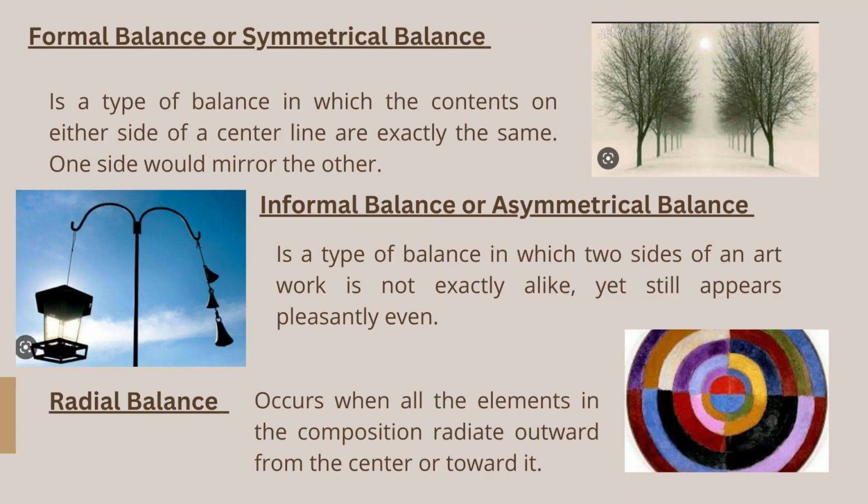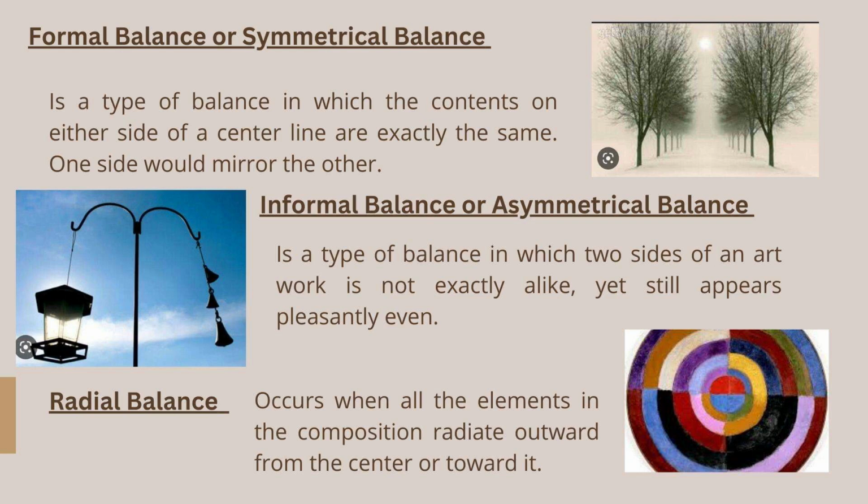And there are three types of balance: formal balance, informal balance, and radial balance. So, formal balance is a type of balance in which the content on either side of a center line are exactly the same. One side would mirror the other. As you can see, if there is a center line, their left and right side is the same. It is just a mirror.